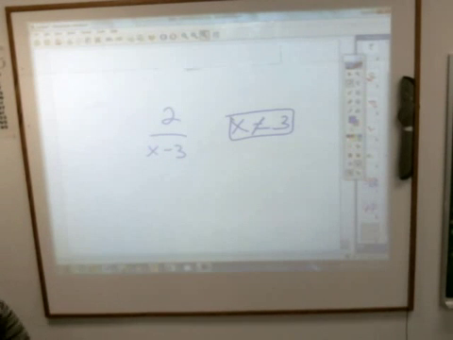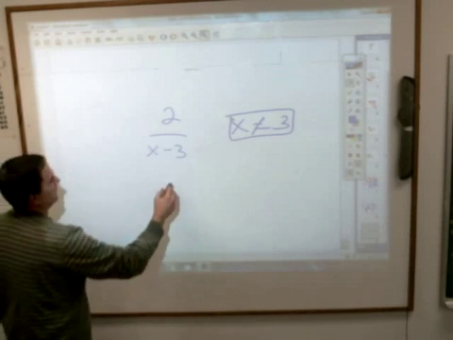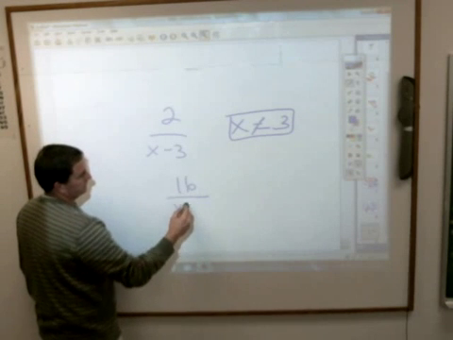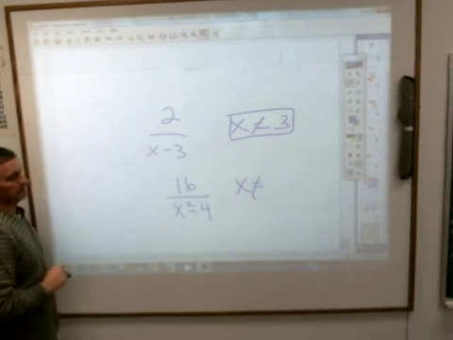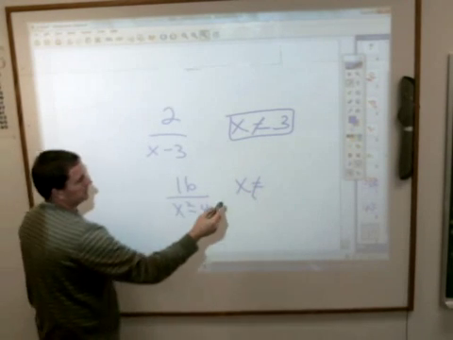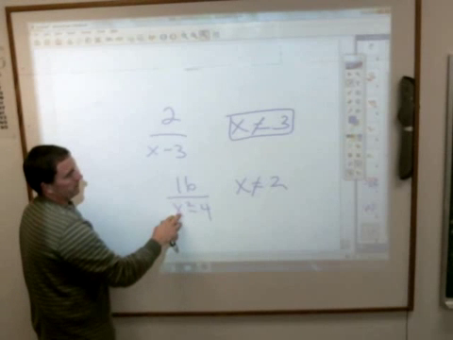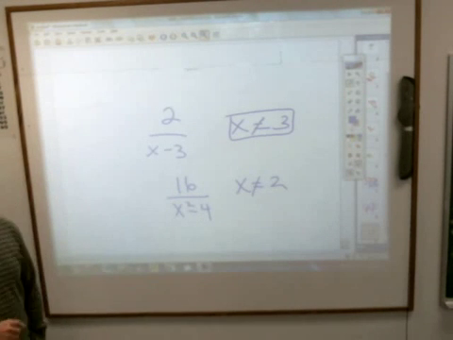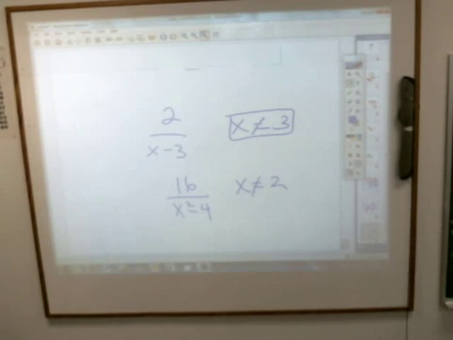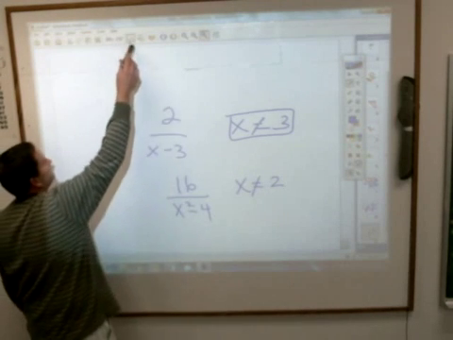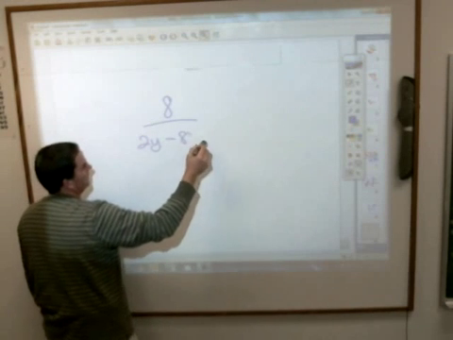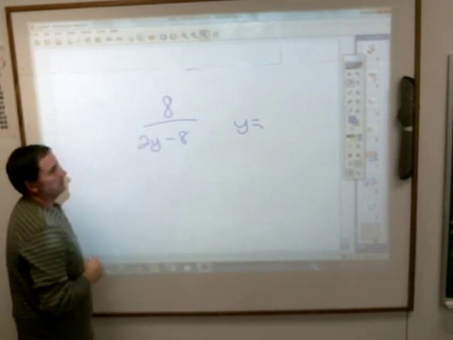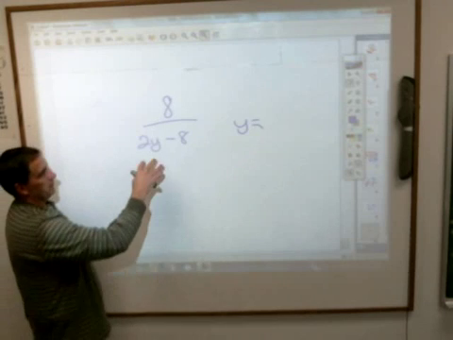Or what about this one? It gets a little tougher here. 16 over x squared minus 4. What cannot x be? 2. Because if you get 4 here, 4 minus 4 is 0, you can't have 0 at the bottom there. How about 2y minus 8? Let's just go 8 over 2y minus 8. Y cannot equal 4. What number here would give you a 0?